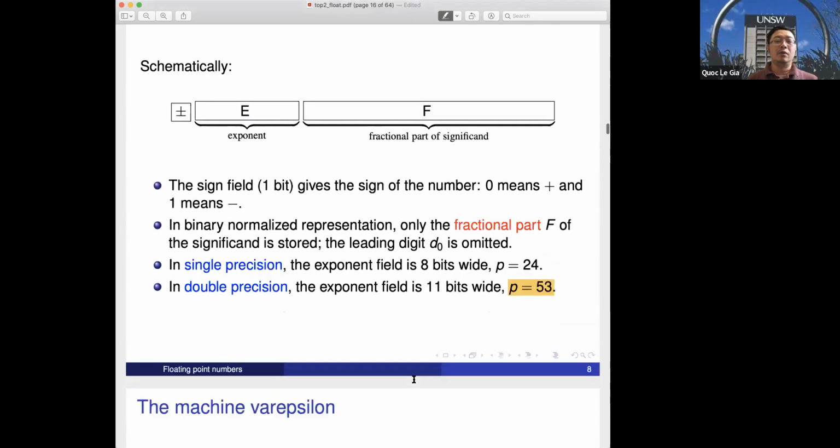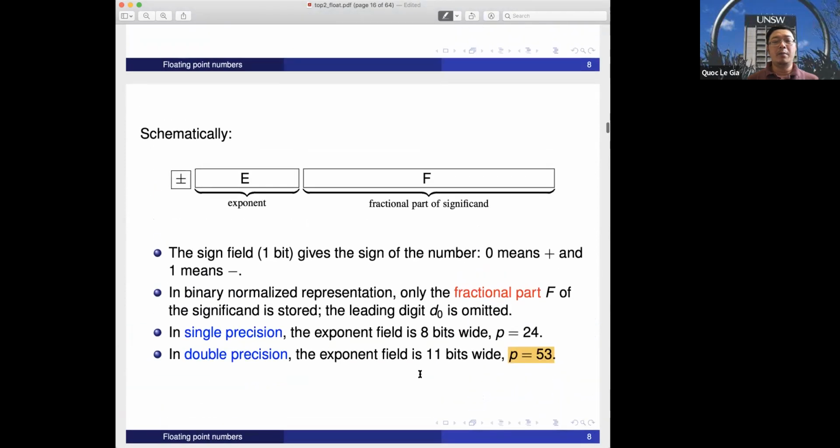So now, let me ask a simple question. Suppose you store the exponent by 11 bits. Then what is the range of the exponent you can have?